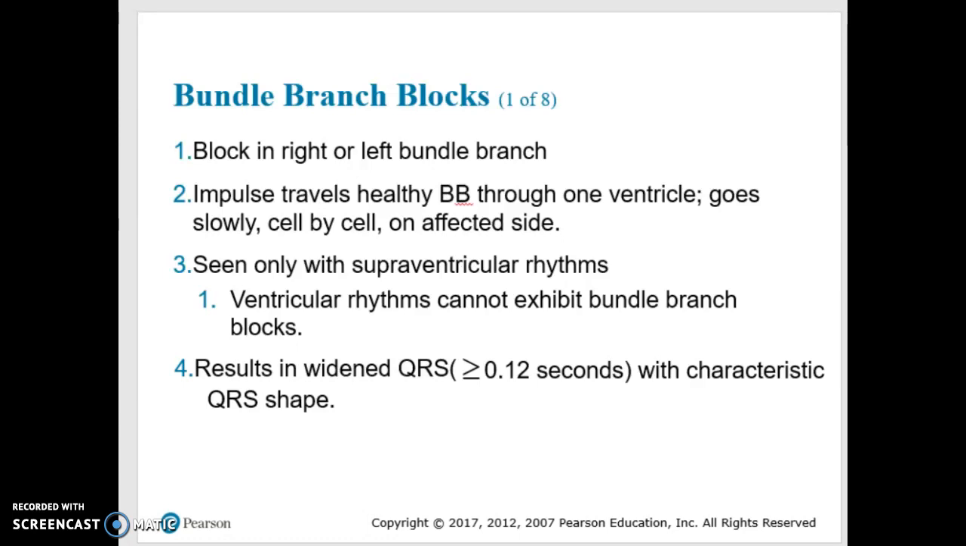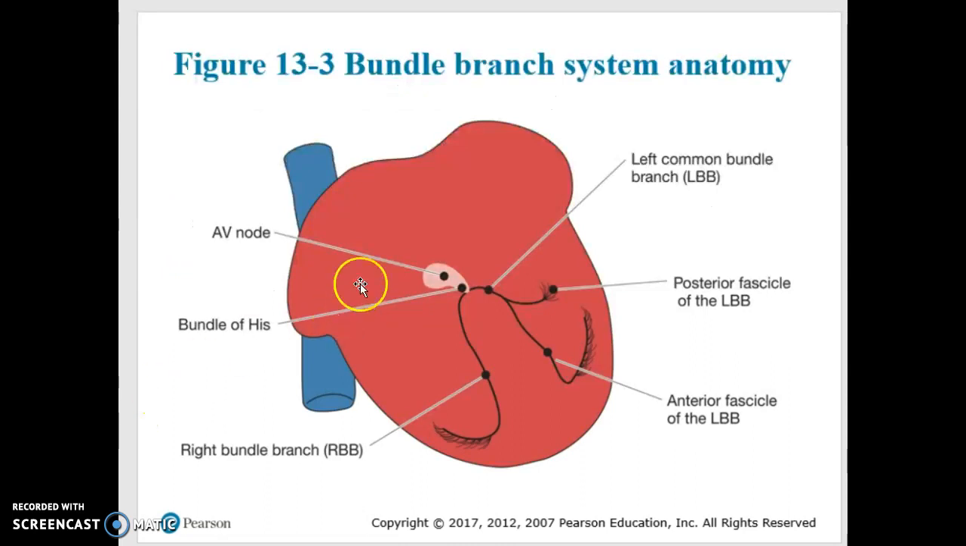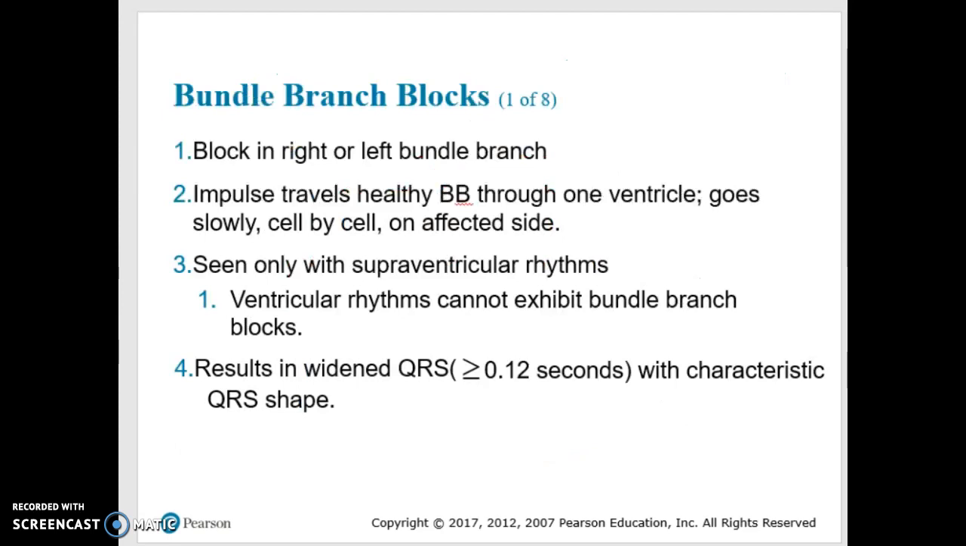So when we talk about a bundle branch block, we know that the normal electricity starts up in this area from the SA node, and then it travels down through the atria, and then it gets to the AV node, and once it passes the AV node, we have the bundle of His, and then we break off into the right bundle branch, which is here, and the left bundle branch. So what we're going to discuss in this section is blocks that occur somewhere along the pathway of these bundle branches.